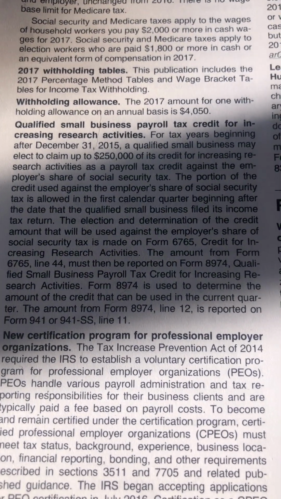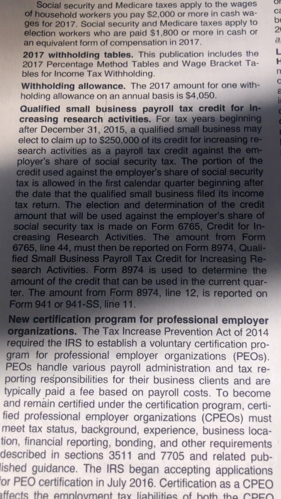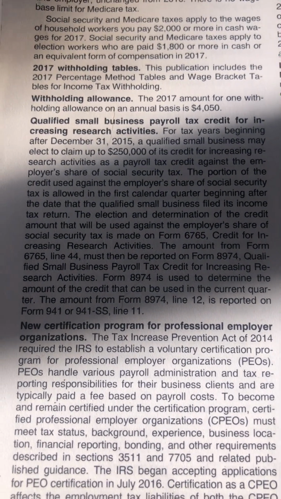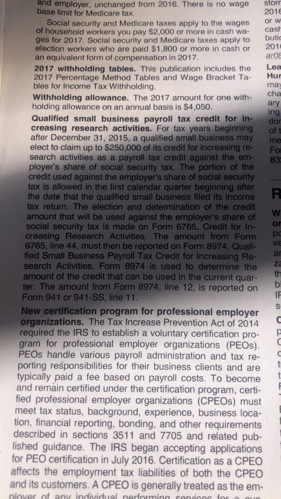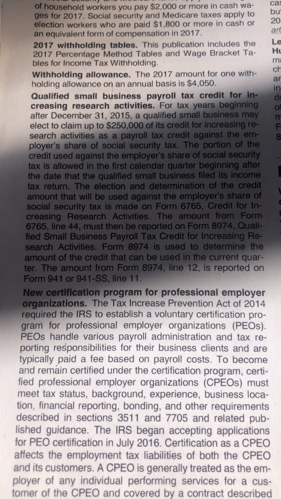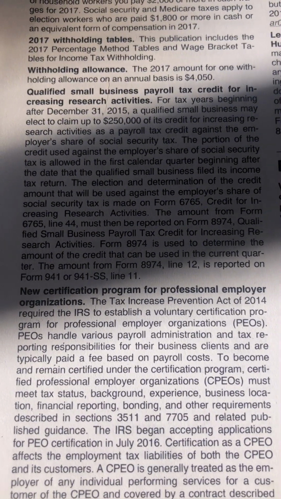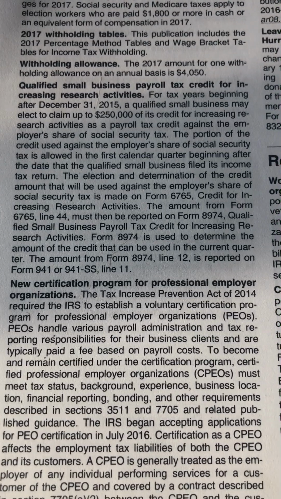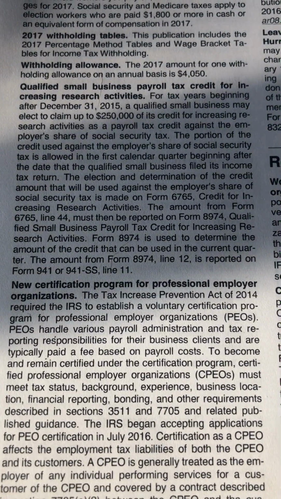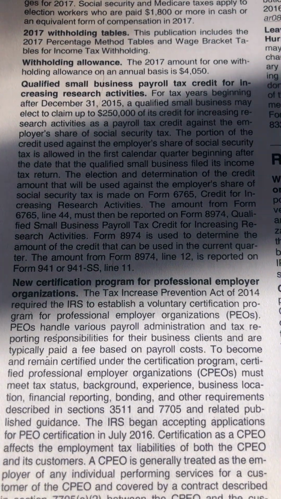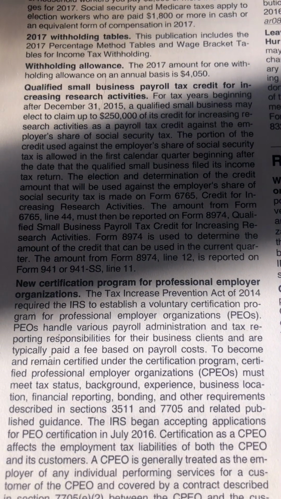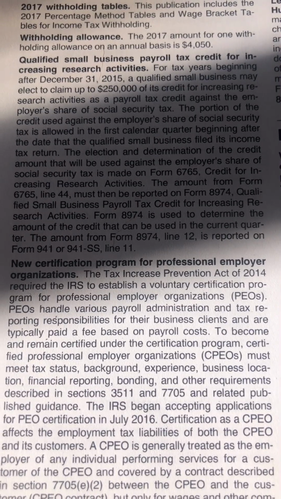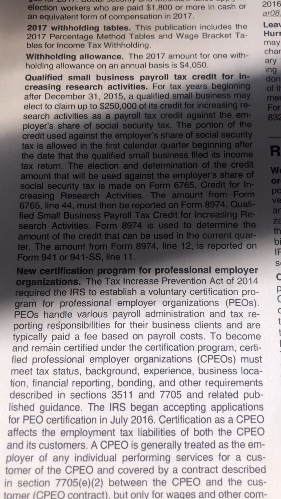Got the payroll tax credit for increasing research activities. A small business may elect to claim up to $250,000 of its credit for increasing research activities. The payroll tax credit is a credit against the employer's share of Social Security tax.